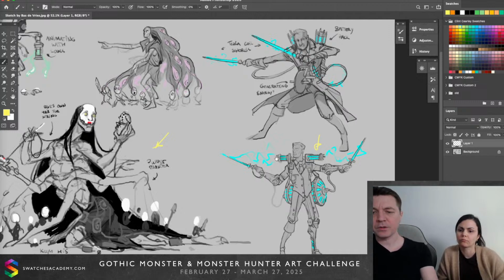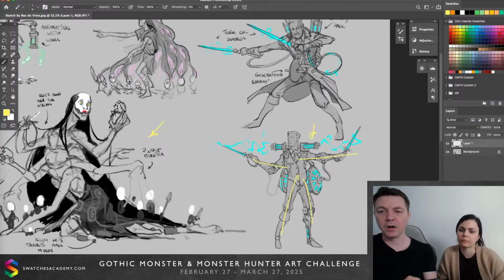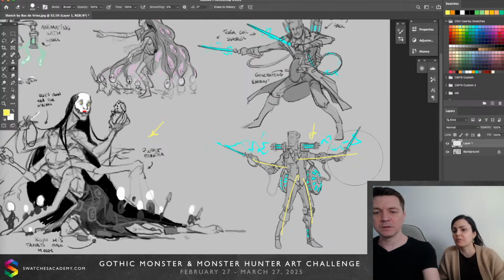I do think the second pose could be improved. We just kind of have every limb sticking off. The first pose is more interesting, yeah. Granted.